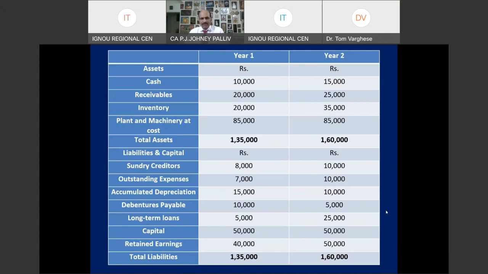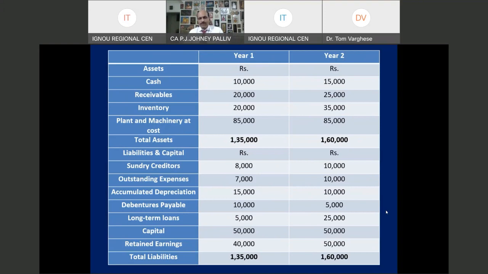Similarly, friends, in the case of accumulated depreciation, 15,000. Out of it, the accumulated depreciation on the machinery sold, whose original cost was 25,000, was 5,000. That means 15,000 minus 5,000 must be 10,000. Similarly, debentures payable opening balance 10,000, closing balance 5,000, which means there is a repayment of debentures of 5,000 rupees, which means 10,000 minus 5,000 is equal to 5,000. Here, long-term loans 5,000 increased to 25,000, which means 5,000 plus 20,000, that is 25,000. Capital, there is no change, 50-50.